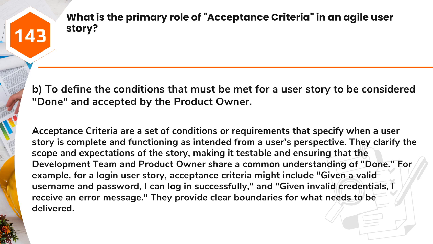For example, for a login user story, acceptance criteria might include: given a valid username and password, I can log in successfully, and, given invalid credentials, I receive an error message. They provide clear boundaries for what needs to be delivered.